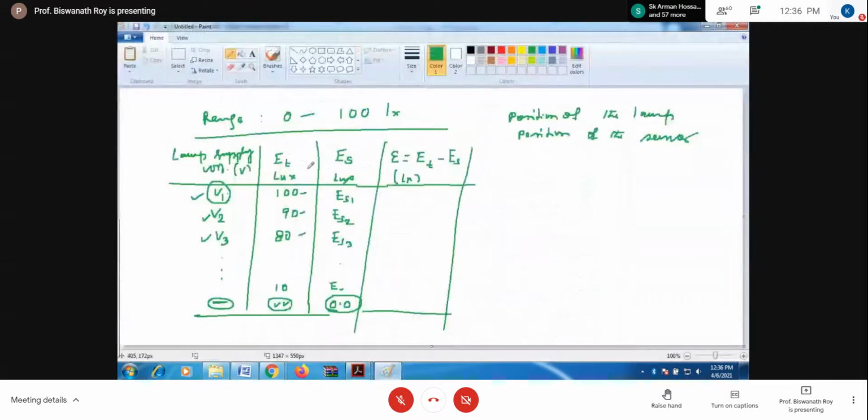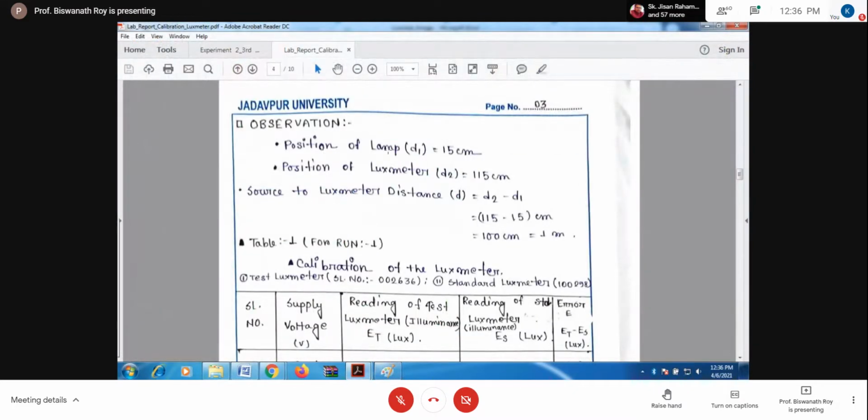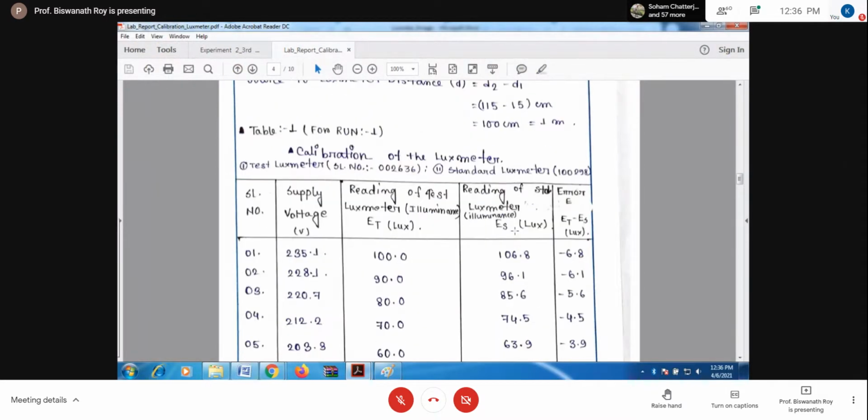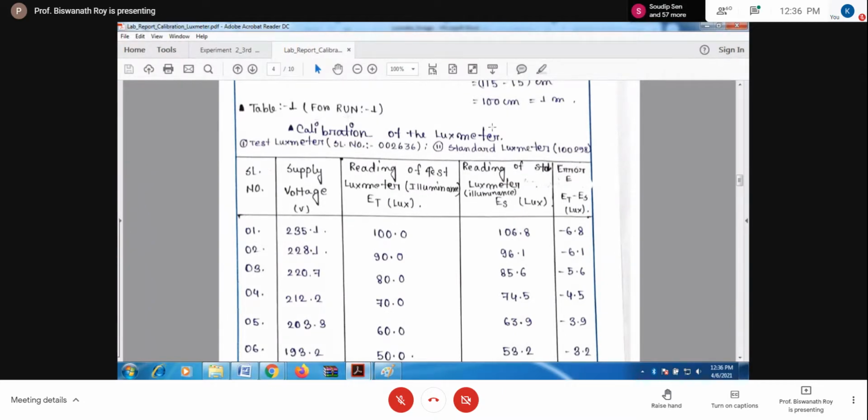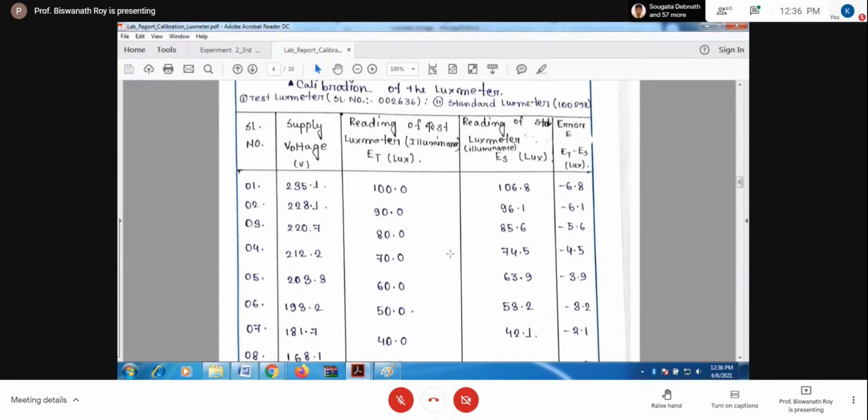So this is what I have discussed just now. In the observation, the position of the lamp here is 15 centimeter, then the position of the lux meter, and the distance between the two. So this is the first run, calibration of the lux meter. See the typical value. When the supply voltage is 235.1, the test lux meter reads 100 lux, whereas the standard lux meter reads 106.8. So what is the error? ET minus ES. This is the error.